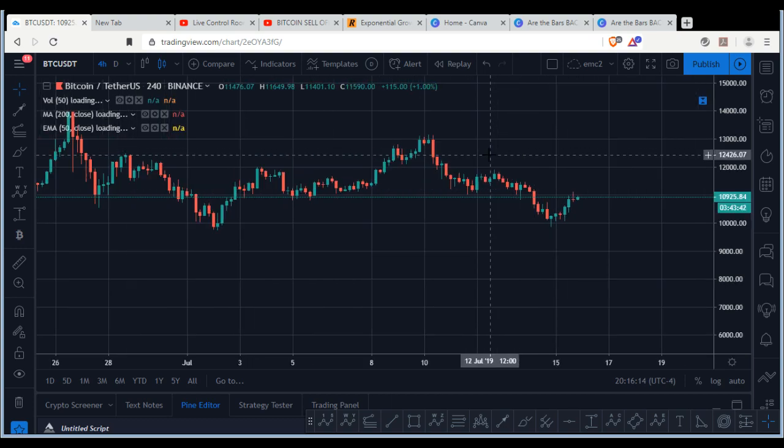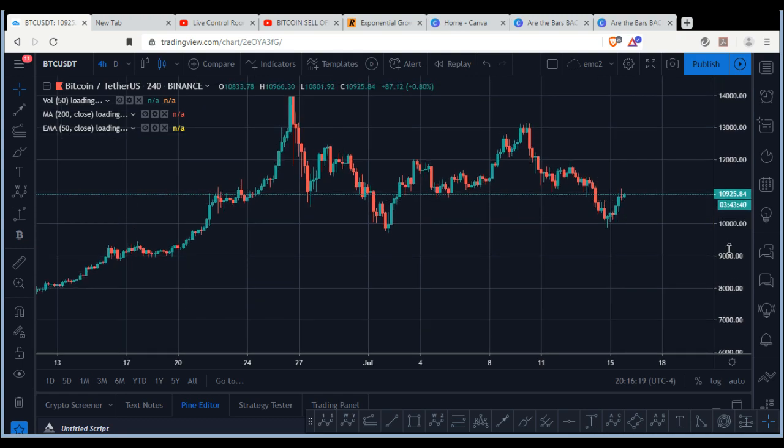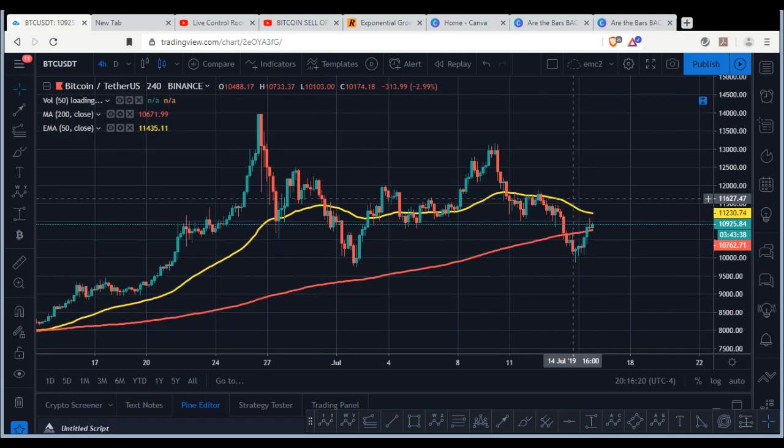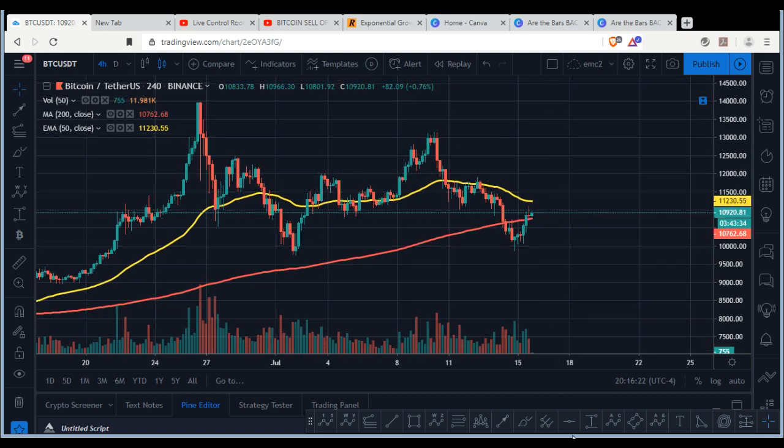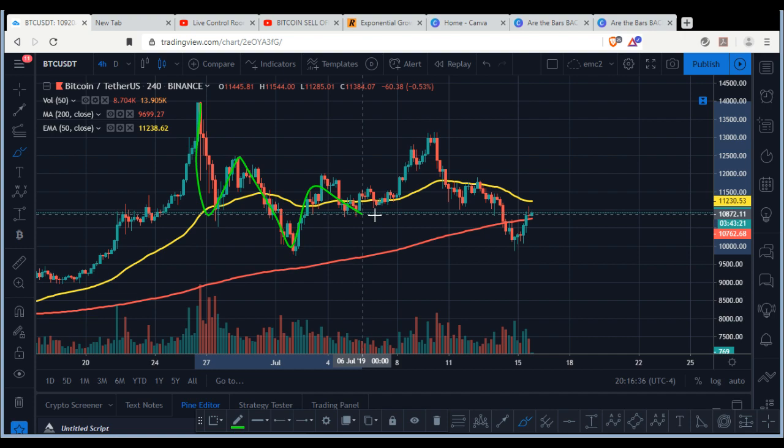On the 4-hour chart, you can see clearly, if you train your eyes to see this correction, it is going to be incredible for you. You're going to do well. You just got to train your eyes to anticipate these moves, because most people cannot anticipate BTC making this move.